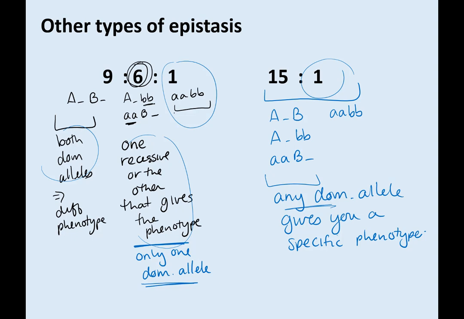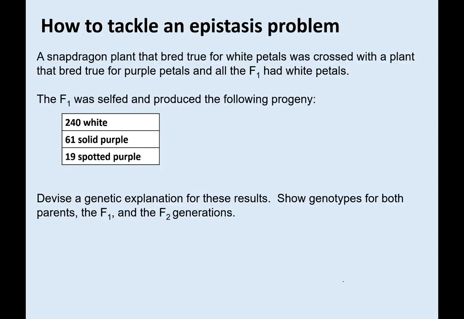So again, don't get bogged down in the names. You can figure out whatever genes are epistatic based on using these alterations to the 9-to-3-to-3-to-1 ratio. The other type of epistasis problem you would be given is to figure out what type of epistasis is happening. So that's where it says devise a genetic explanation for these results. So I want to know what's going on at the gene level.